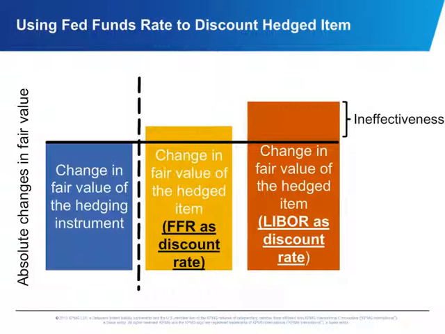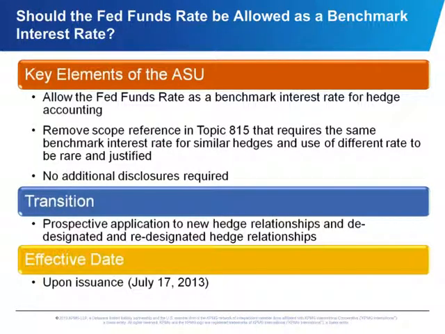And so you can see the black line that cuts across the slide horizontally. If you look at that, you'll see that when we calculate the change in fair value of the hedged item using the Fed funds rate, it is much closer to the actual change in the hedging instrument than it would be had you used LIBOR as a discounting factor. In the bracket here, I'm showing what the ineffectiveness would be. See, under LIBOR, there's incremental ineffectiveness that really does not represent the economics. So in summary, ASU 2013-10 allows companies to use the Fed funds rate as a benchmark interest rate.